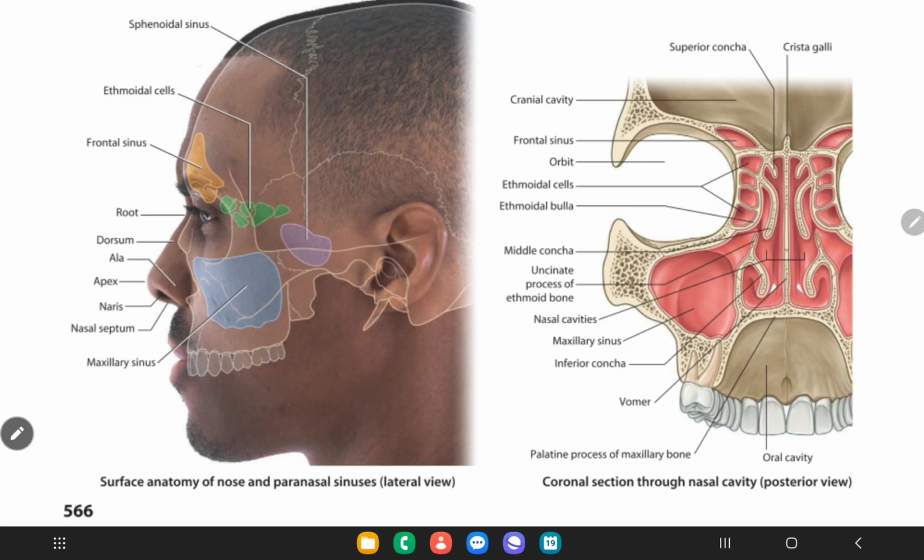So that's all about the air sinuses. Hope you guys got a clear understanding about the four air sinuses and what the clinical correlations are with regards to those sinuses.